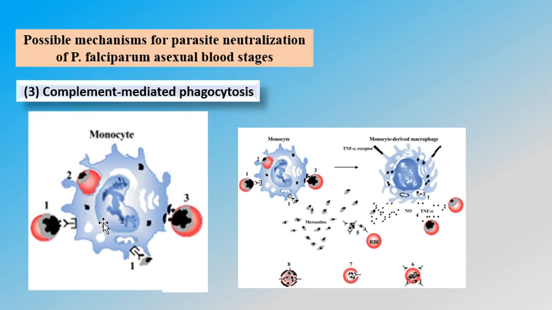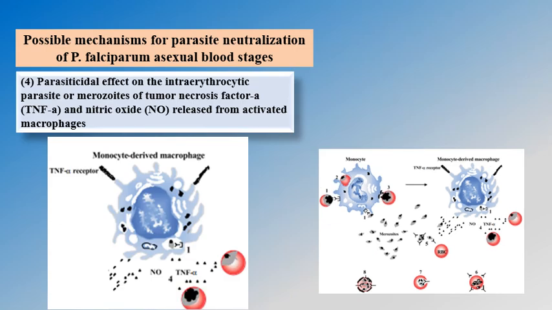Another possible mechanism for parasite neutralization of Plasmodium falciparum asexual blood stages could be through complement-mediated phagocytosis. As you know, monocytes express some complement receptors, for example complement receptor number 1, which is specific for C3b or C4b. So binding of the infected red blood cell to this complement receptor also mediates killing by means of the complement.